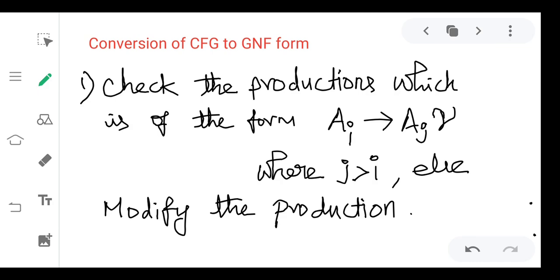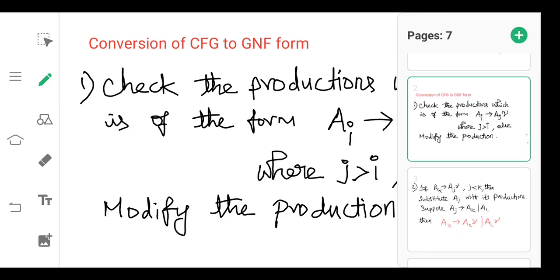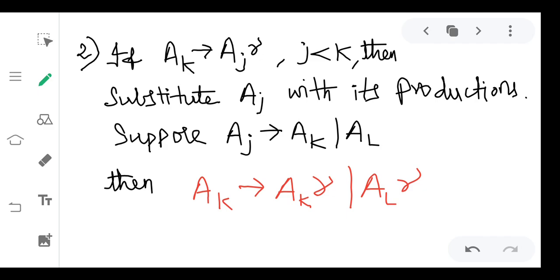All the variables have to be represented in this subscript format, Ai, Aj or Ak. So, we have to check Ai produces Aj gamma where j should be greater than i. If it is not so, we have to modify the production. How to modify the production is step 2. Suppose we have the production Ak produces Aj gamma where j is less than k. J has to be greater than k. If it is less than k, we have to substitute Aj with its production.